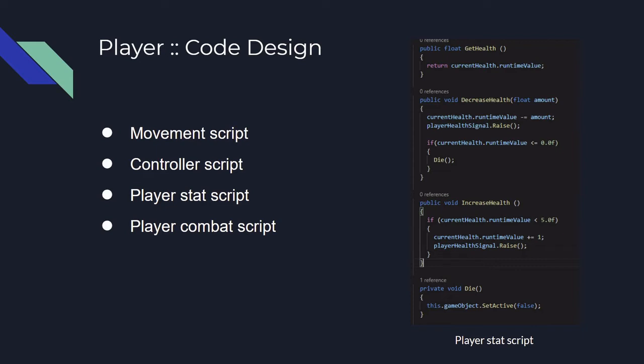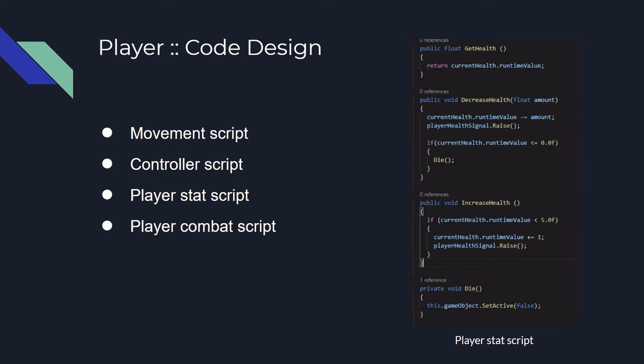And then the player stat script is responsible for keeping track of the player's current position and health during the playthrough. This is important for our save and load system that we implemented. So when the player saves the game, it saves its position and the current health that the player object has. And once the user loads back into the game, it spawns the player object back in the same position and with the same health that it was saved as.